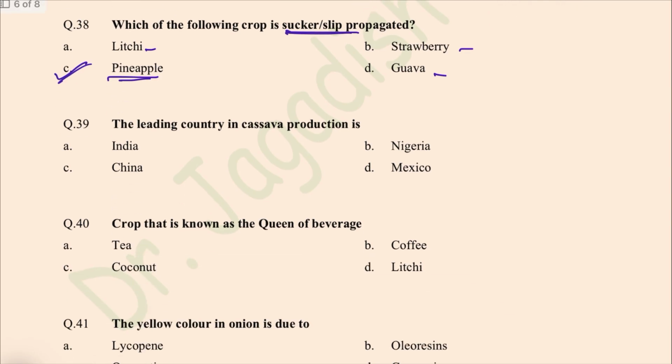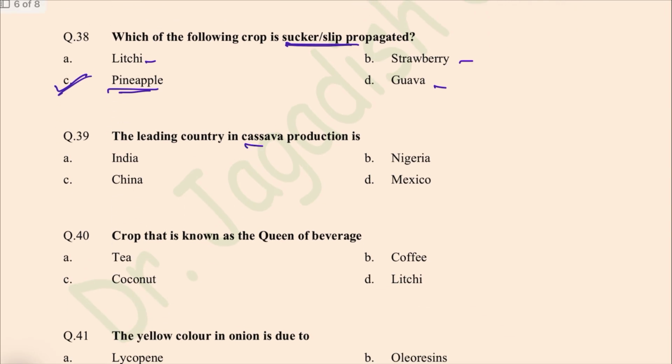Next question. The leading country in cassava production is Nigeria. Cassava, Manihot esculenta, is a staple root crop and the source of tapioca. It is primarily grown in Africa, Latin America, and Asia. Nigeria is consistently the world's largest producer of cassava by a significant margin.